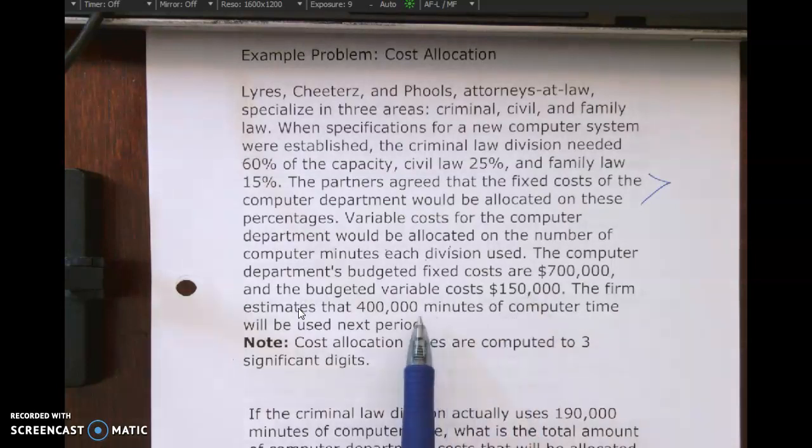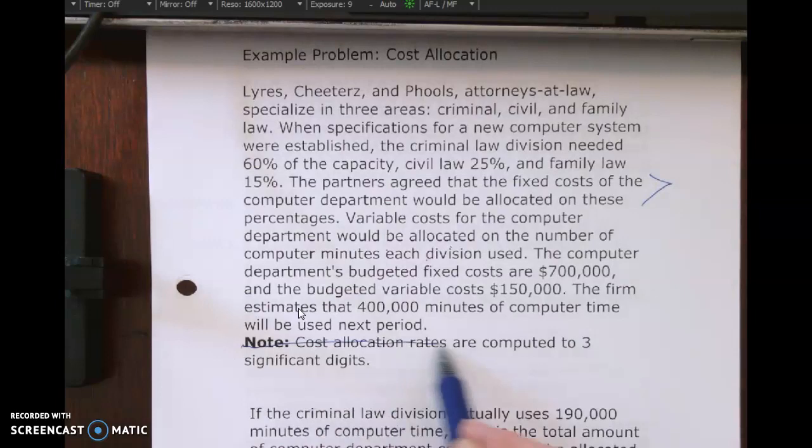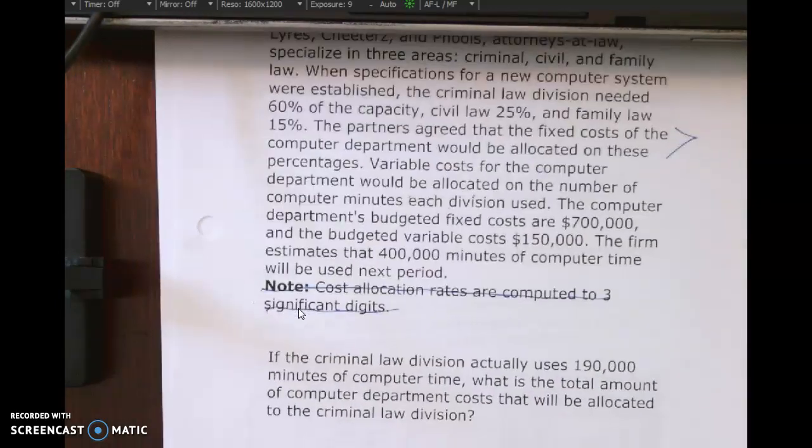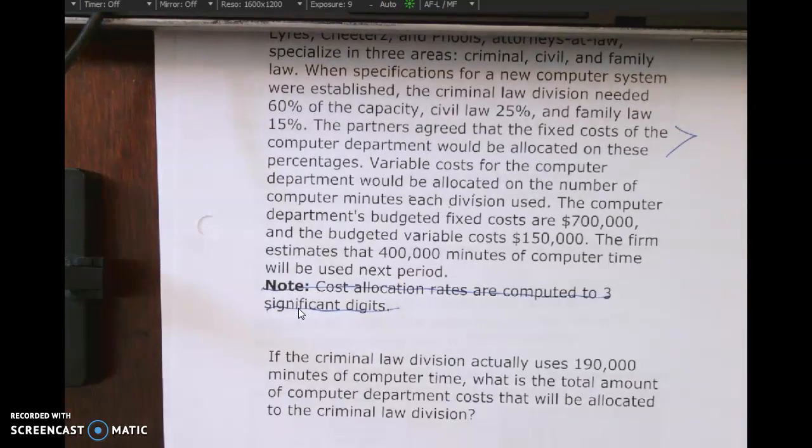The firm estimates that 400,000 minutes of computer time will be used, and we don't need to worry about this right now. Okay? So, the question says, if criminal law actually uses 190,000 minutes of computer time, what's the total amount of computer department cost that will be allocated to the criminal law division?